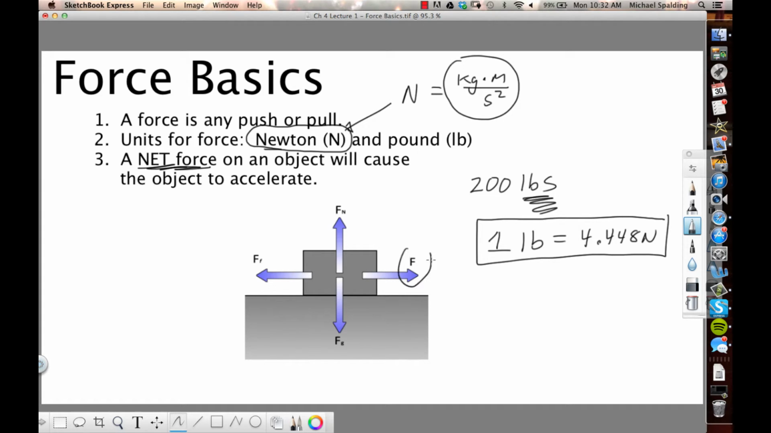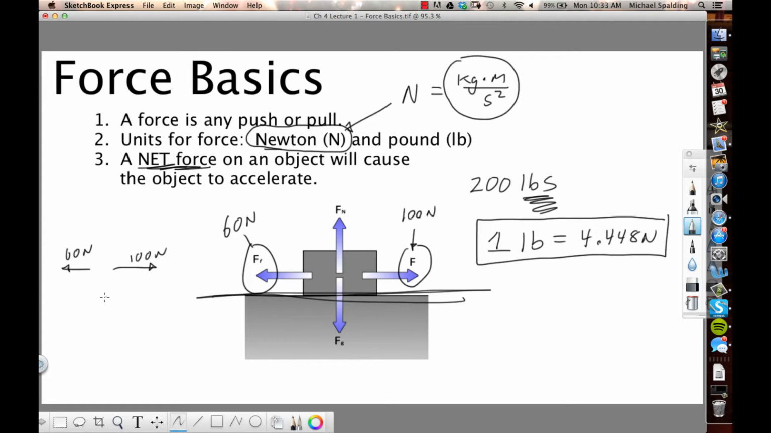So for example, look at this diagram here. Say that this force right here is 100 newtons, and then this force right here is 60 newtons. Focusing only in the x direction, because from last chapter on, we're breaking the x direction and the y direction apart, what would be the net force? If you had 100 newtons to the right and 60 newtons to the left, what would that simplify to? That would simplify to 40 newtons to the right. So net force is what's going to matter.